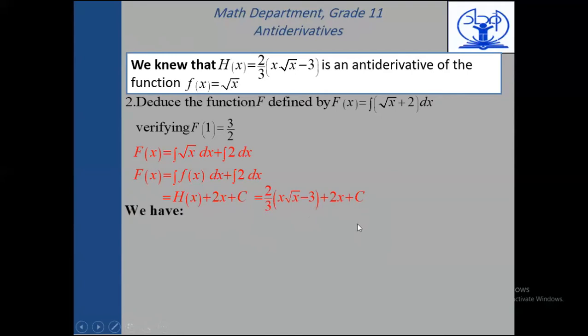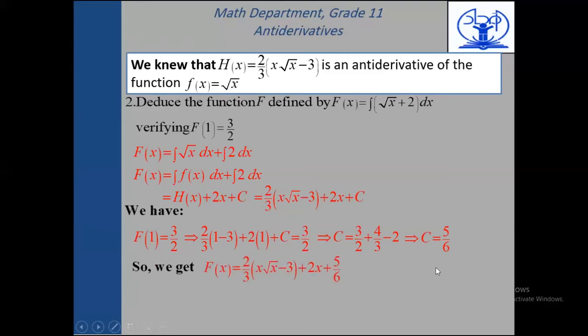Now the condition is f of 1 equals 3 over 2. We use this to find the c, which, by simplifying the calculations, is 5 over 6. Consequently, the final answer, the required antiderivative, is 2 over 3x radical x minus 3 plus 2x plus 5 over 6.